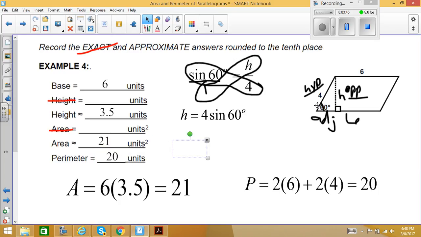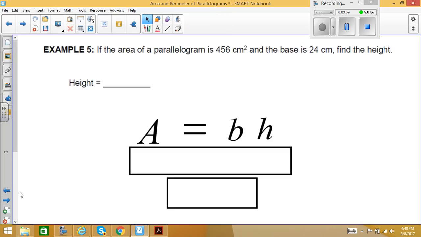Okay, so there's one. We had to set up a trig equation again. We learned that at the beginning of this semester, to figure out the height. Not too bad. So you're going to have another quick check to do. Go ahead and click on the next quick check, and then we'll get to this example 5 in a minute.